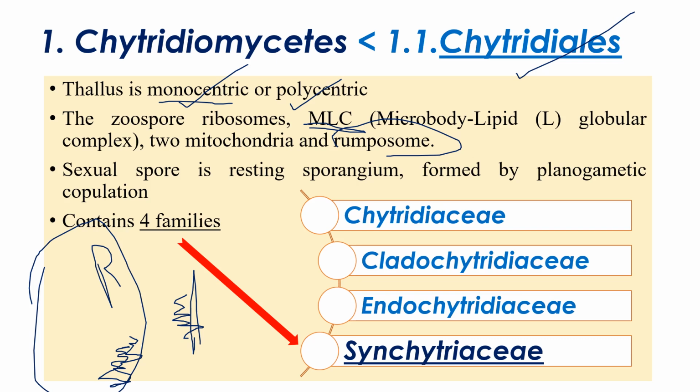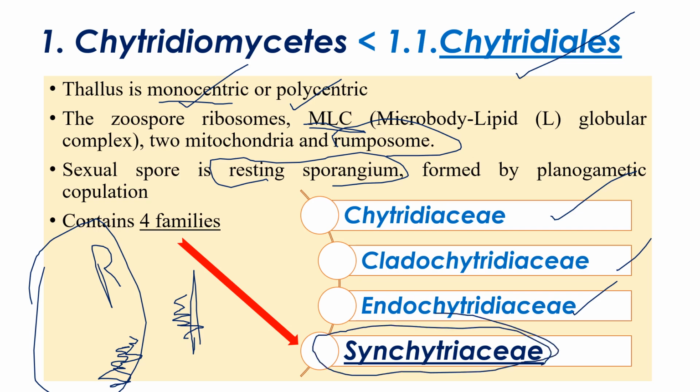Sexual reproduction generally forms a resting sporangium, formed by planogametic copulation. Planogametic copulation has three types, right? This Chytridiales consists of four families. We are not going to discuss everything about all the families and orders, only what is of pathological importance. The four families are Chytridiaceae, Cladochytriaceae, Endochytriaceae, and the last one, Synchytriaceae.